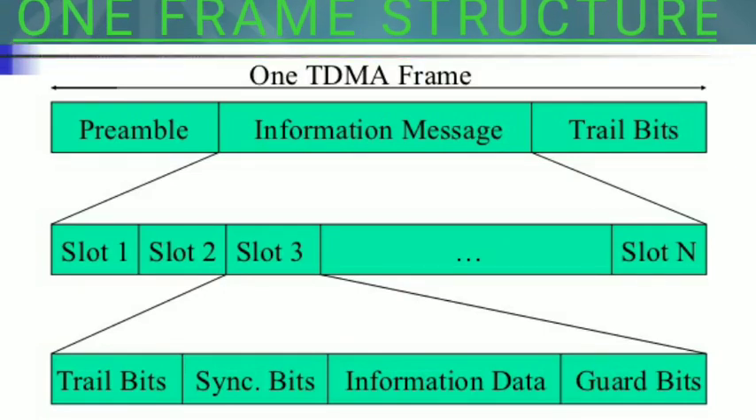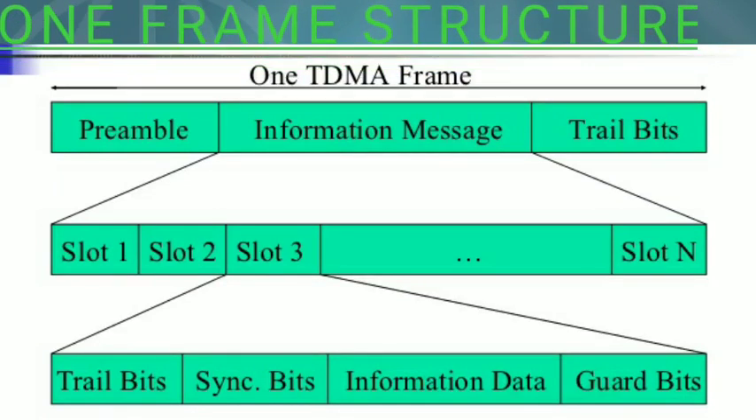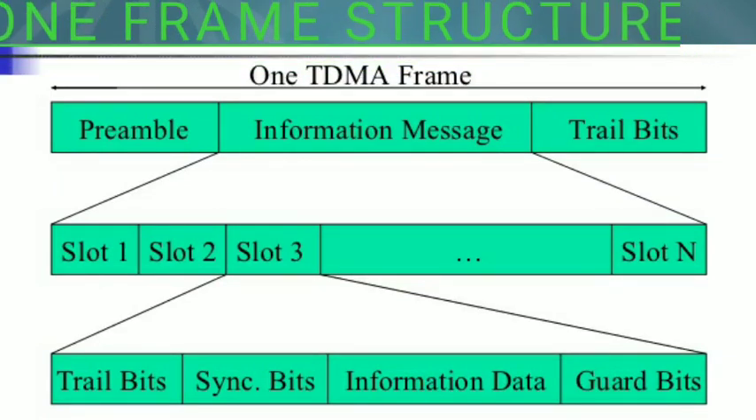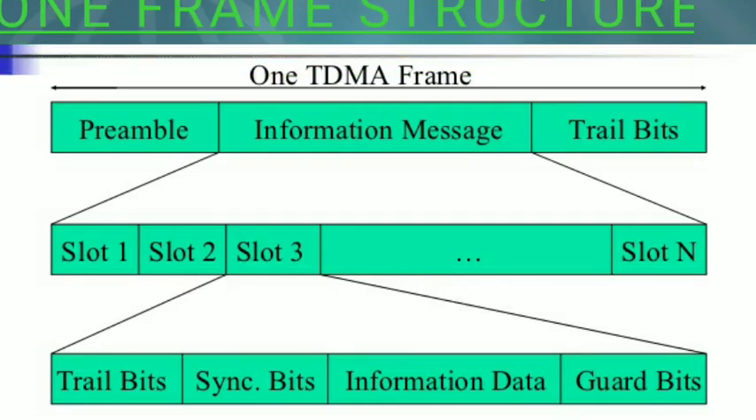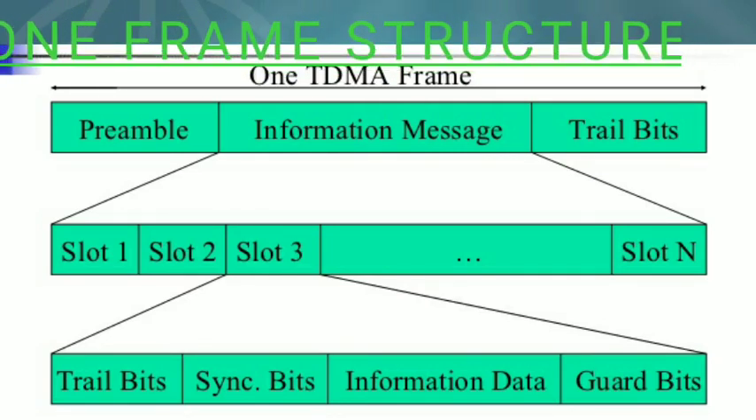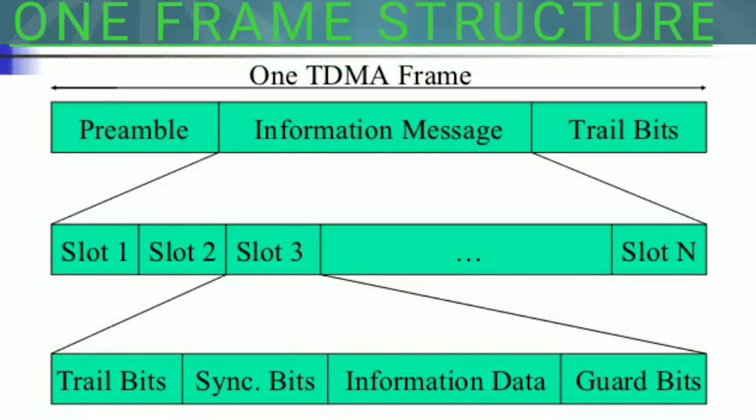In GSM, the duration of a frame is 4.615 milliseconds for 8 time slots. The central frequencies of the slots are positioned every 200 kHz. This diagram shows one TDMA frame.